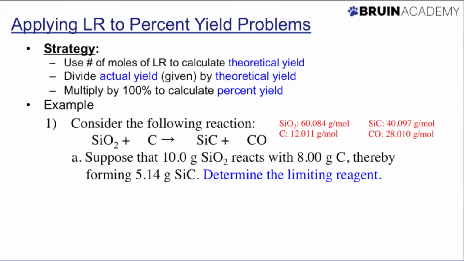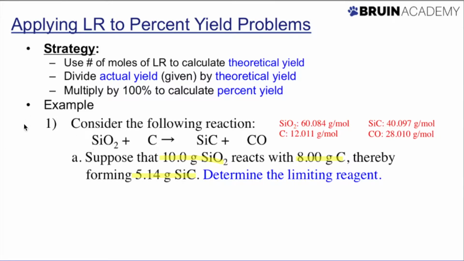So the question says the following. Consider the following reaction. SiO2 plus C makes SiC plus CO. Suppose that 10 grams of SiO2 reacts with 8 grams of carbon, forming 5.14 grams of SiC. Determine the limiting reagent, right, from these two reactants, okay? So the first thing you should always do when you see a chemical reaction is to balance it. So let's balance this guy.